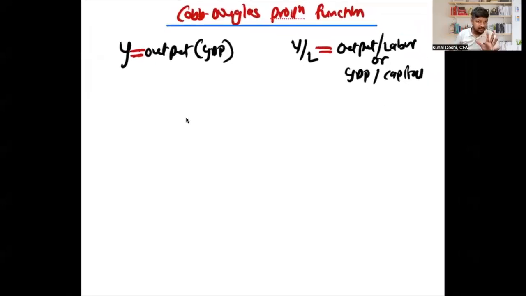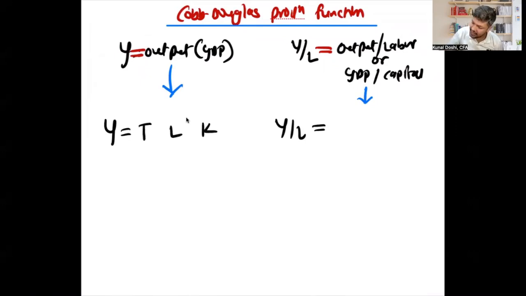Now there are two functions that you saw. One based on output, and the one which was based on output per labor. So this is based on Y. This is Y divided by L. Correct? So this model is T, L, and K. Labor and capital. To be precise, it's actually T first, K first, and L. Why? Because K is alpha, L is 1 minus alpha. So this is the model.